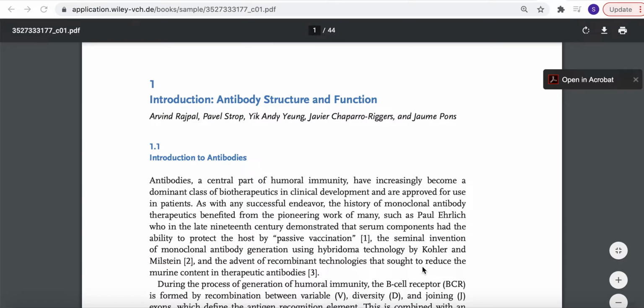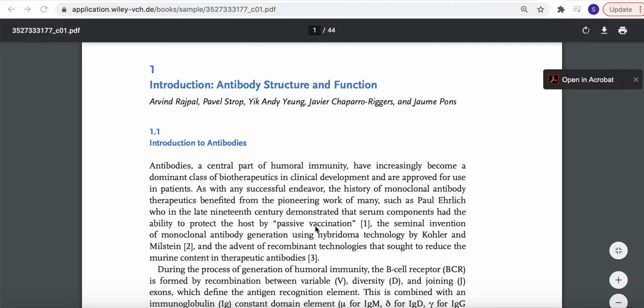I found this book like a PDF. It has antibody structure and function.